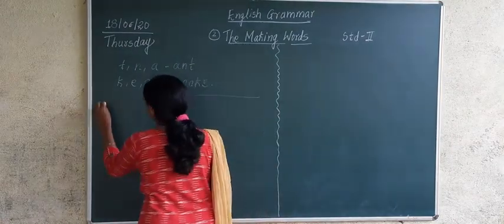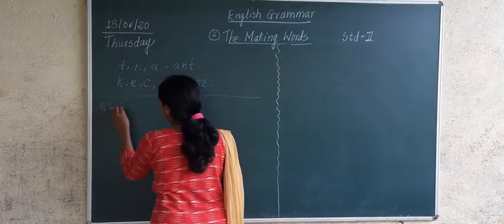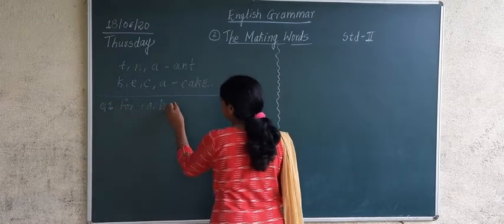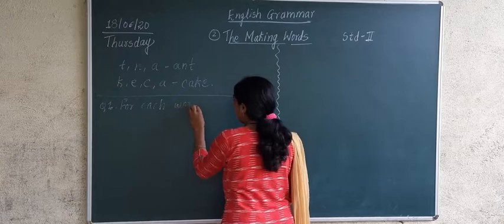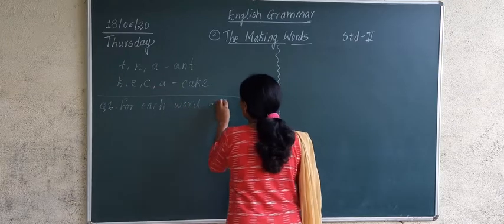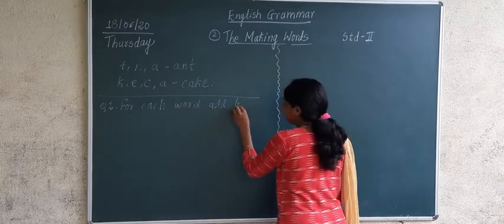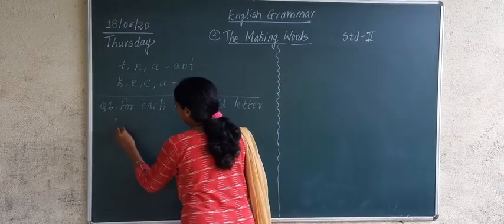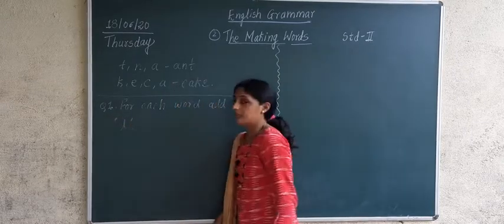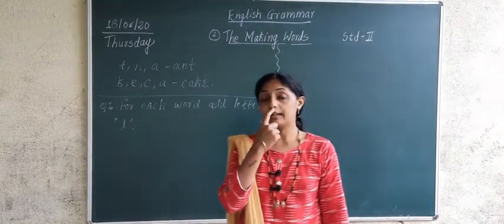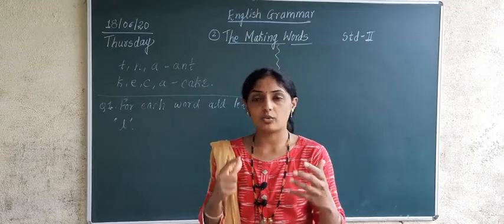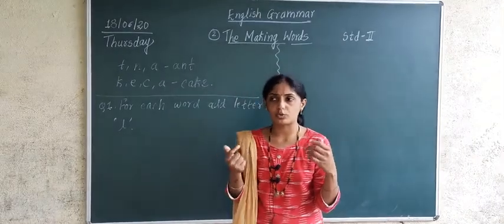There is a question now in your book. Question number 1. For each word, add the letter L. When we add the letter L to each word, that word is going to change. What is that word going to become? That word is going to totally change.